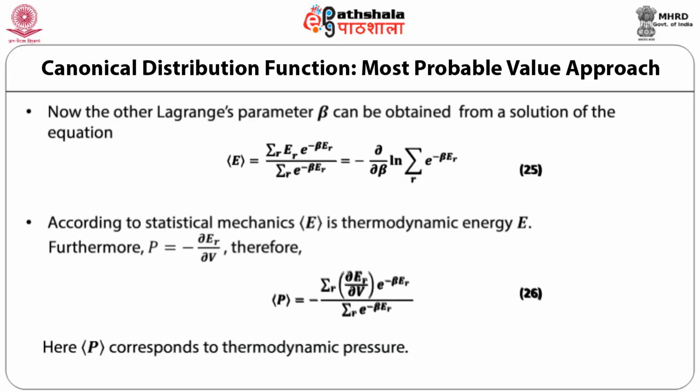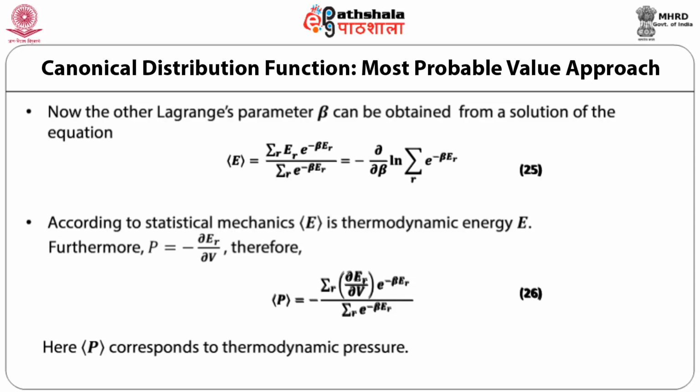Now, the other Lagrange's parameter beta can be obtained from a solution of the equation mean value of E is equal to summation over R ER e raised to power minus beta ER divided by summation over R e raised to power minus beta ER, which can be written equal to minus partial derivative of log of summation over R e raised to power minus beta ER with respect to beta. According to statistical mechanics, the mean value of energy is thermodynamic energy E.